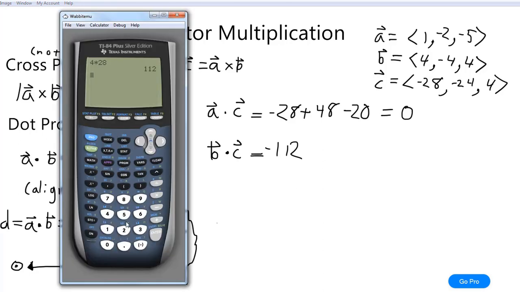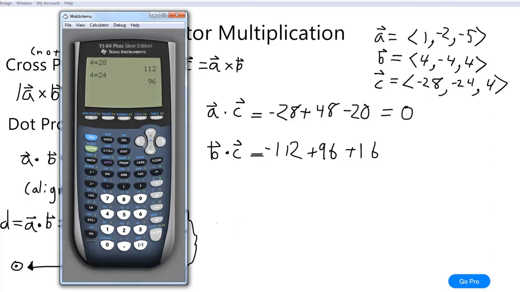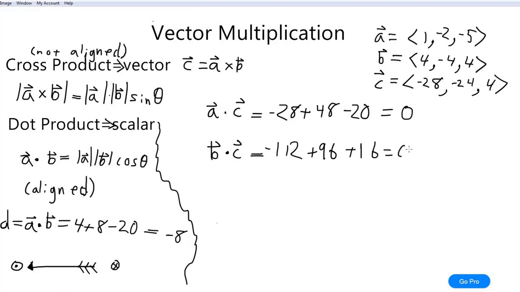And then we have negative 4 times negative 24. So that's 4 times 24, so then we get positive 96, and then plus 16. Really, when we add all this up together, we get negative 112 plus 96 plus 16, and that's 0. So like we suspected, this is 0, this is 0. So we definitely did the cross product right.